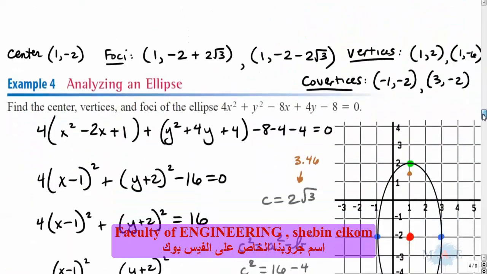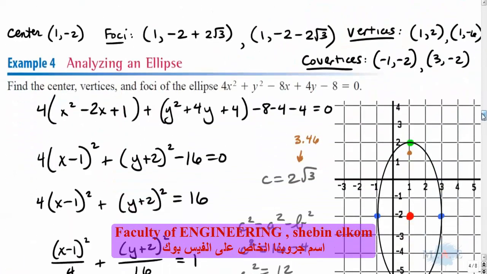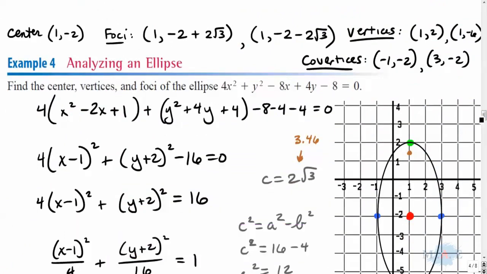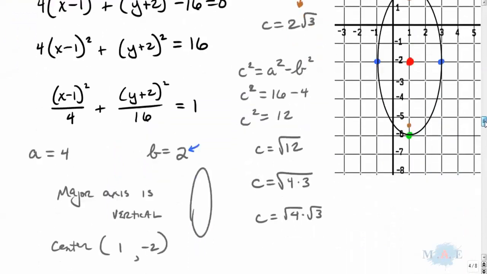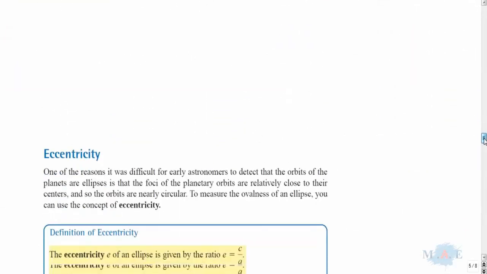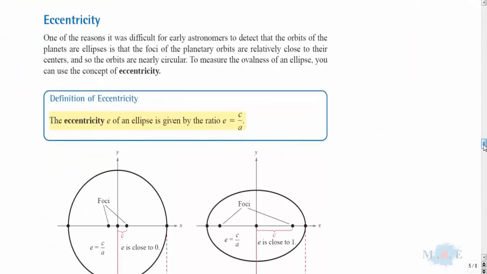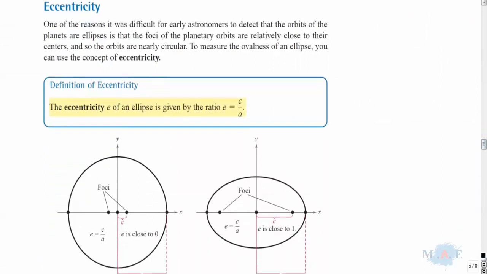Alright, so that takes care of 3 and 4, completing the square, and tons of graphing: vertices, foci, center, all that stuff. Brief little discussion on eccentricity. You might hear in my class, I might talk about eccentricity a little bit.